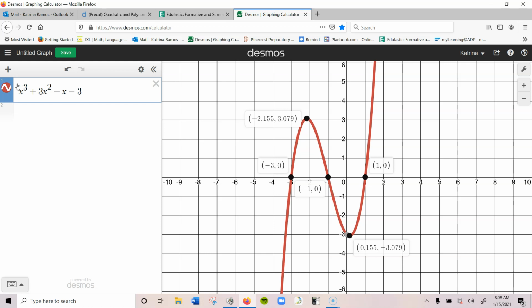And then additionally, if you look at the leading term, the coefficient is positive, so you see that the right side is going up. And since the exponent is odd, that means that the left side will go in the opposite direction, so down. So far what we've gotten is the end behavior, and now these x-intercepts here. And eventually we're going to also figure out how we know what the curves are going to be doing. So let's continue with our lesson.